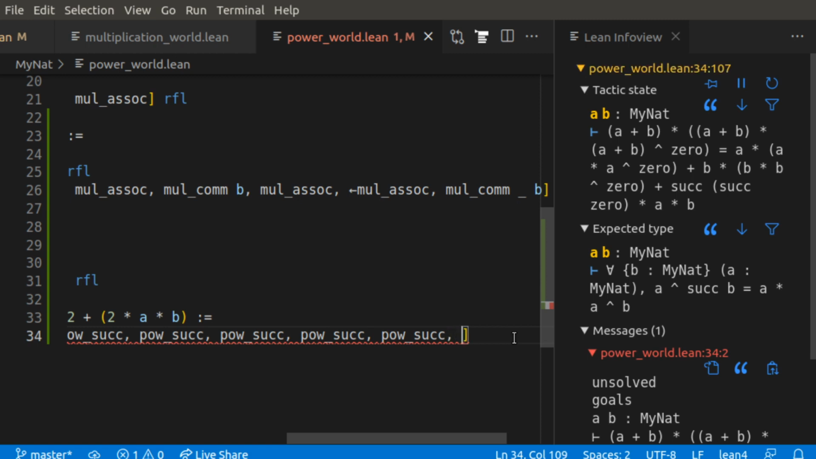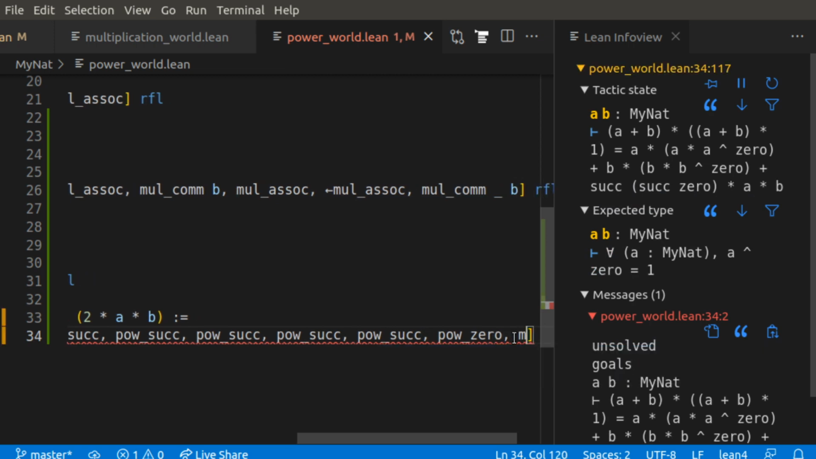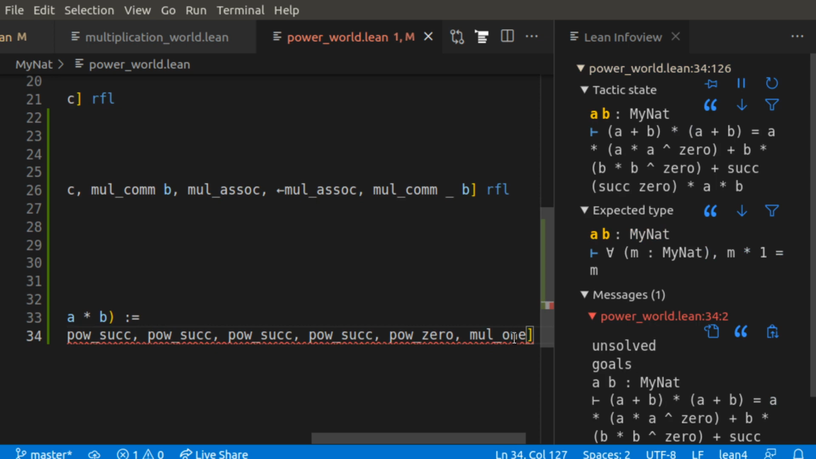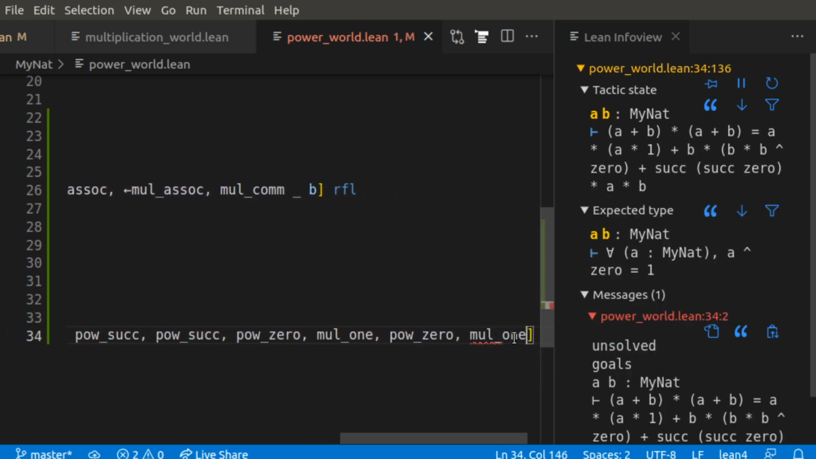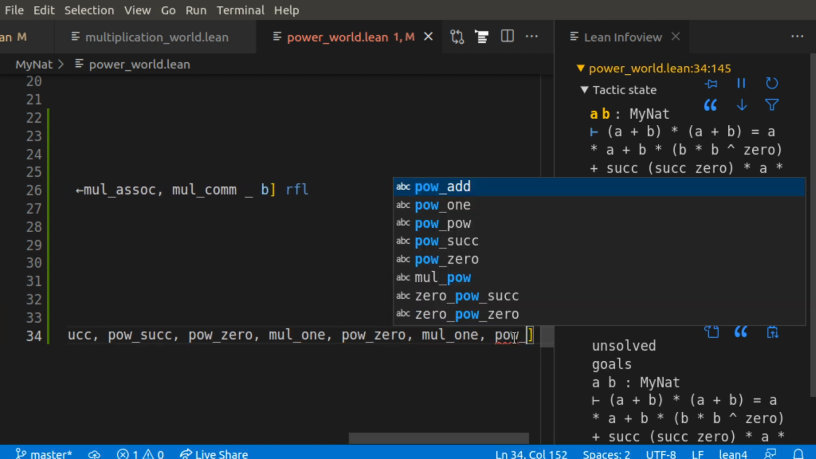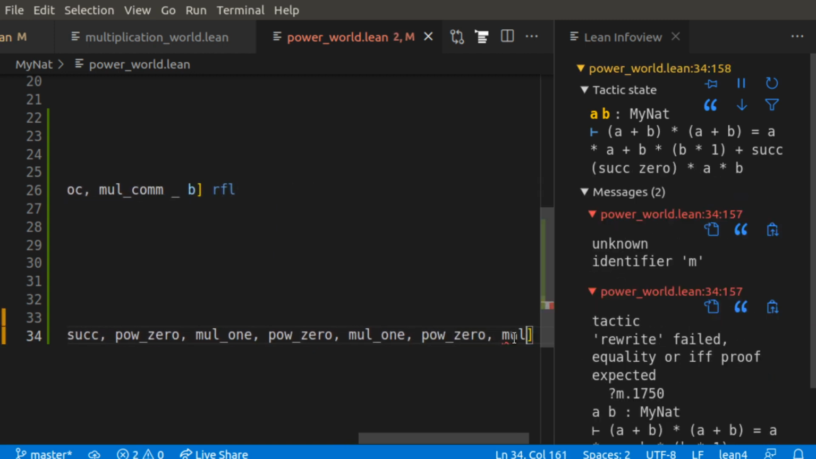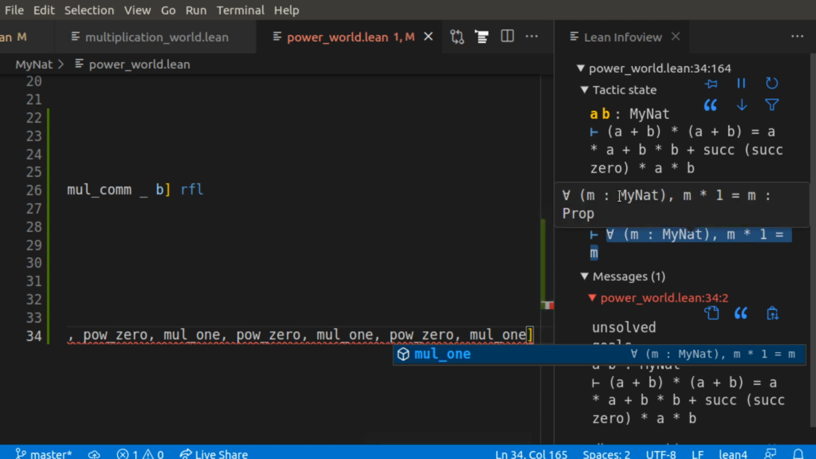So I guess I could just pow 0, mol 1, pow 0, mol 1, pow 0, mol 1. Where'd that get us? Okay. Oh! Yeah, that got us pretty far.